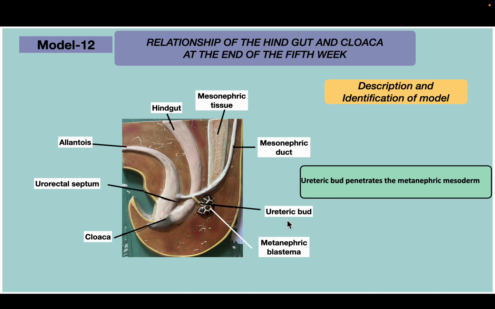Now this is the next model of relationship of the hindgut and cloaca at the end of 5th week. Now what are the structures visible? You can see here mesonephric tissue is there, then mesonephric duct is there. Then here the ureteric bud and metanephric blastema. Now cloaca is visible in this model, urorectal septum is visible, allantois is visible, and this is hindgut. Now this ureteric bud penetrates the metanephric blastema.